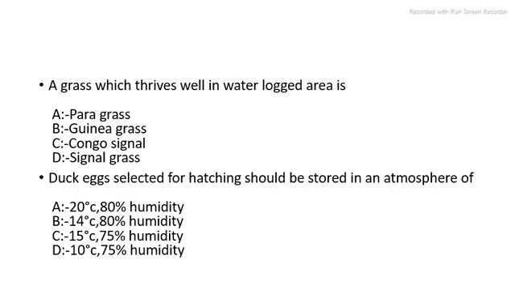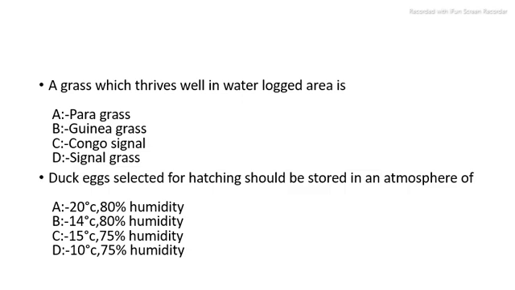Next question, a grass which thrives well in waterlogged area is called. Option A paragrass, option B guinea grass, option C Congo signal, option D signal grass. So the correct answer is option A, that is paragrass.